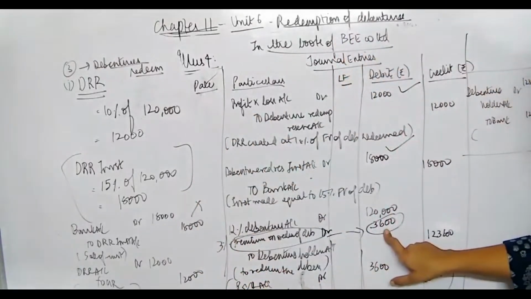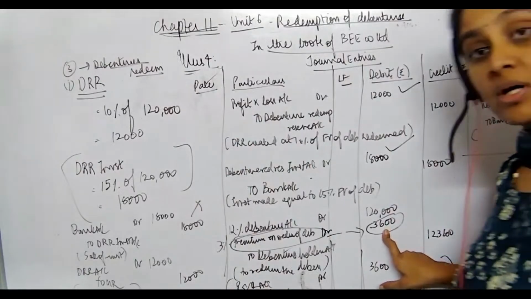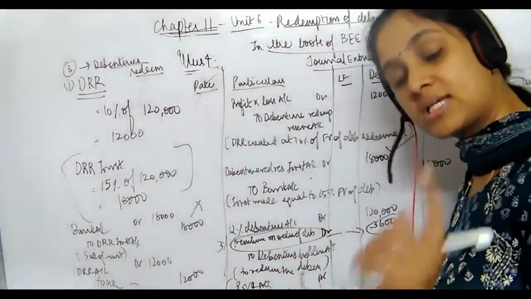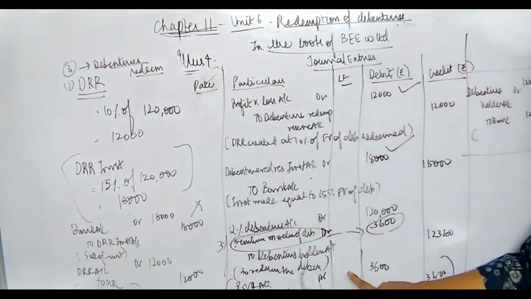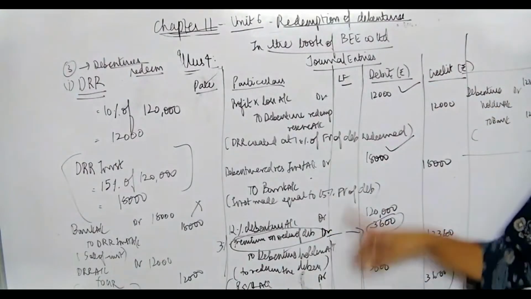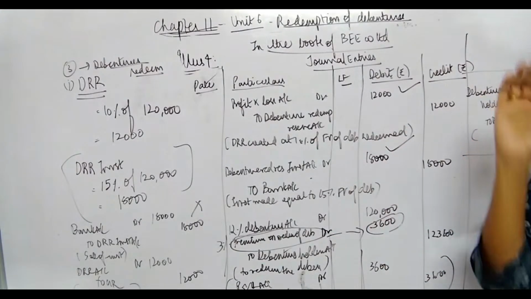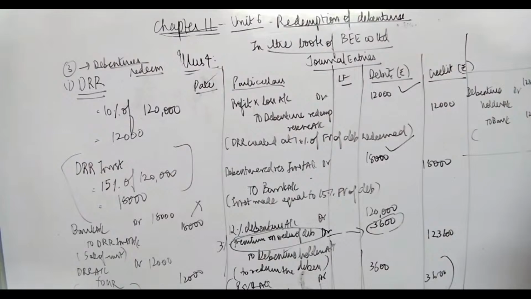And finally, already we have learned this concept. Whenever you are redeeming at a premium, it is a loss. That loss you should take it from your P&L account. So this entry I am passing. And finally, I am redeeming these particular debentures. Clear, everybody? So I'm taking one doubt very quickly from Gauri and then Kavita. Then I'll go back to the next topic.